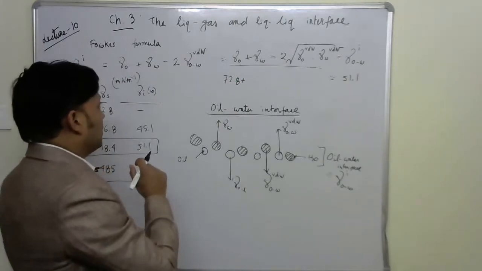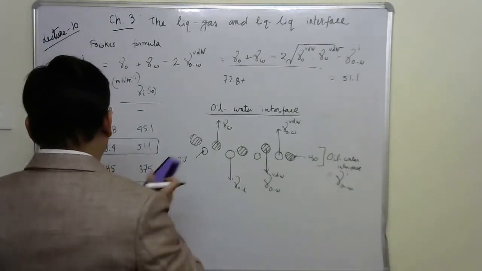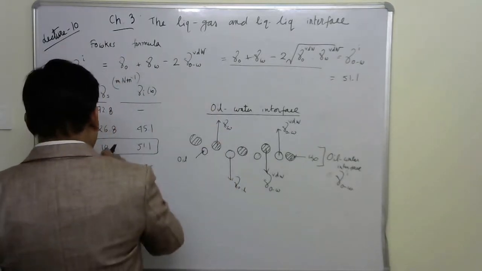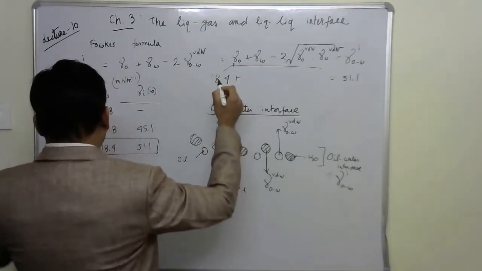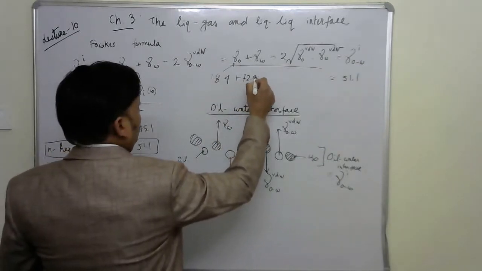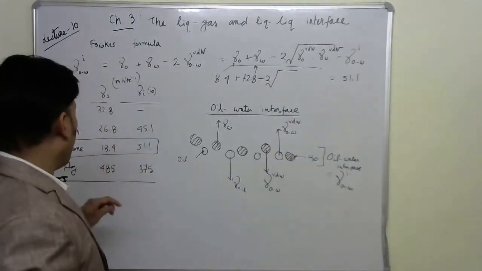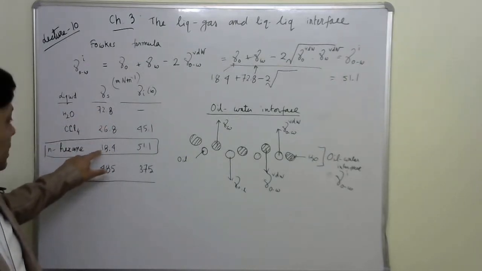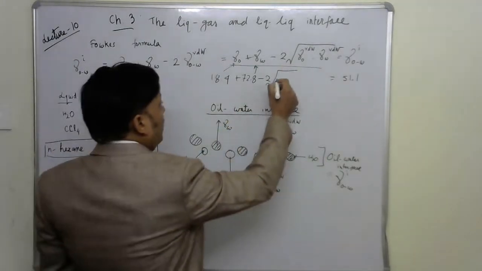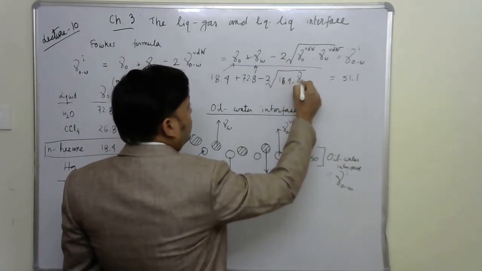plus gamma oil, not gamma 0, so that was gamma oil. So gamma oil, which means N-hexane. So here we have N-hexane 18.4, okay, so this one, plus gamma water, which is 72.8, which is this one, minus twice of, now we have gamma oil van der Waals. Now you see this N-hexane's gamma S, 18.4, is nothing but the gamma hexane van der Waals, which is gamma oil van der Waals here. So we can write 18.4 over here multiplied by gamma water van der Waals.